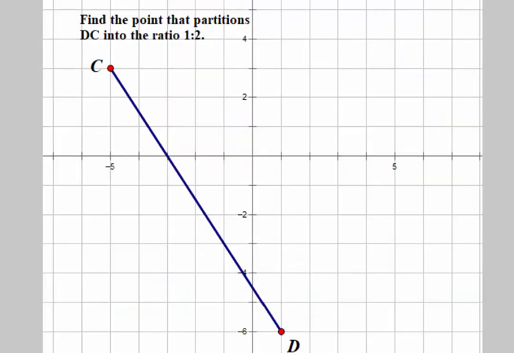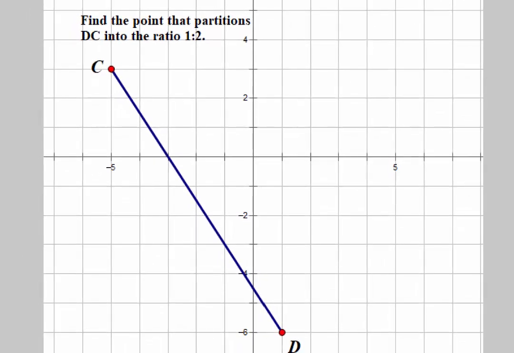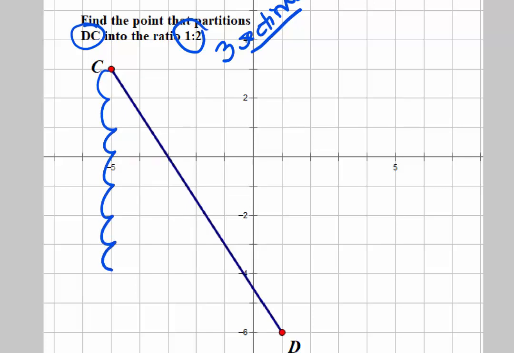Let's try one more. So one more we can practice on is finding a point that partitions DC in the ratio of 1 to 2. So we want to focus on what is the segment that we're trying to divide and how many total. So we should evenly be able to divide this into 3 sections. Again, let's do our slope. 1, 2, 3, 4, 5, 6, 7, 8, 9. 1, 2, 3, 4, 5, 6.